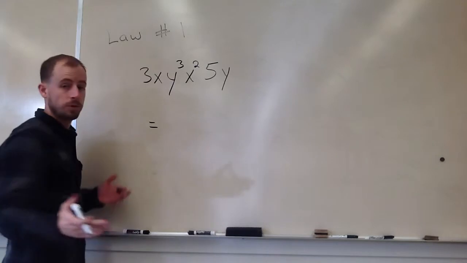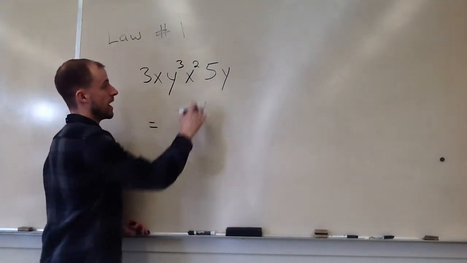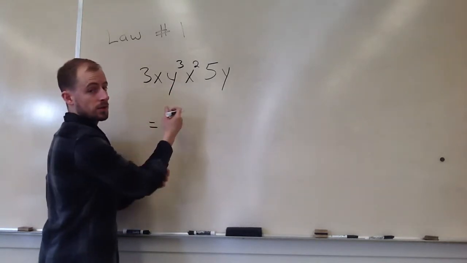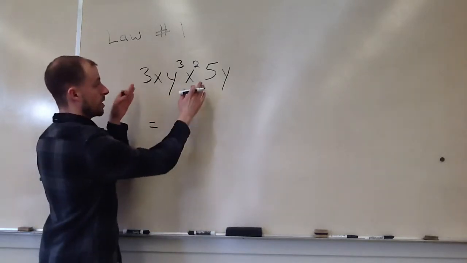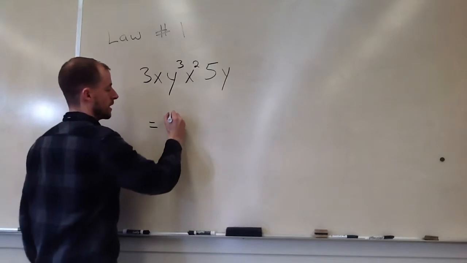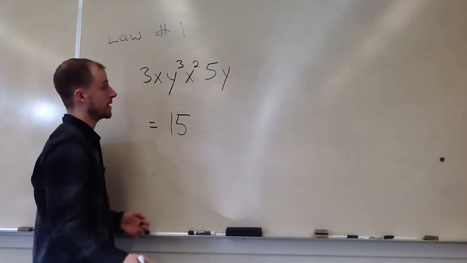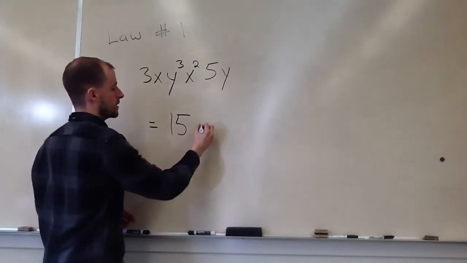So what I always do is I always look at all the numbers. So I say, all right, well, there's a 3 and there's a 5. Everything's being multiplied since it's all next to each other. There's no plus or minus, or there's no division going on. So I'm just going to multiply the 3 and the 5 to get the numbers done with. 3 times 5 is 15. So I got 15. And then I look at the next base. I'll go to x. So here's x and here's x. So I'm going to have an x here.